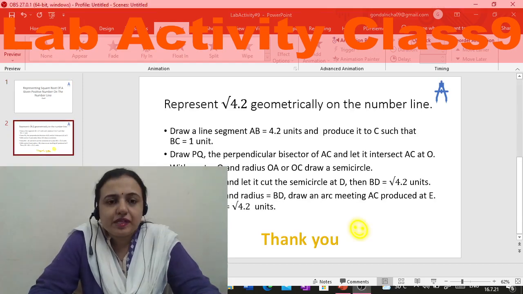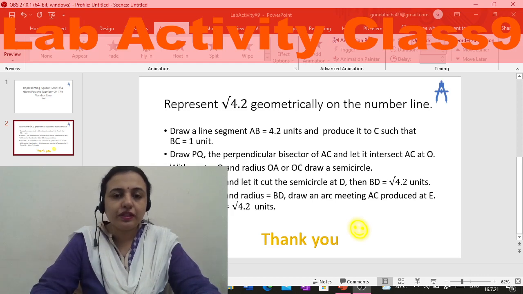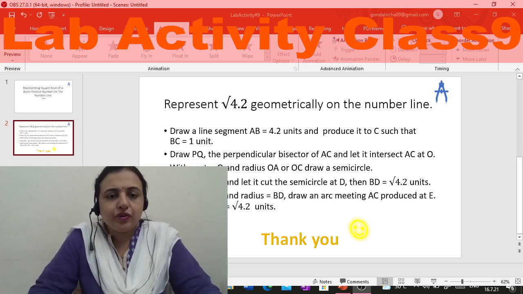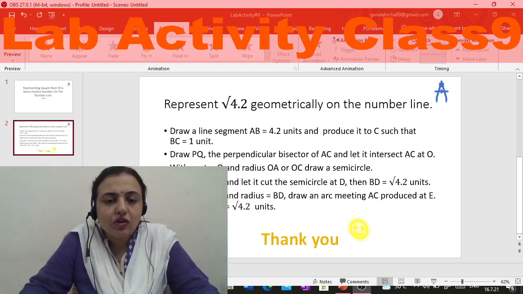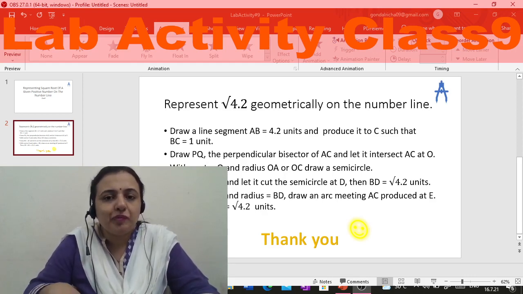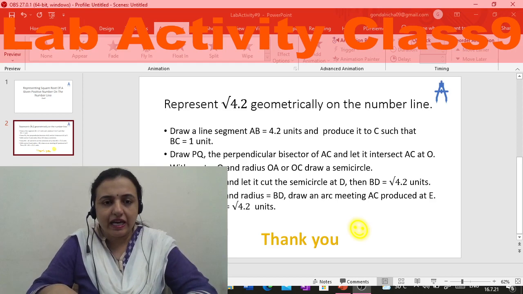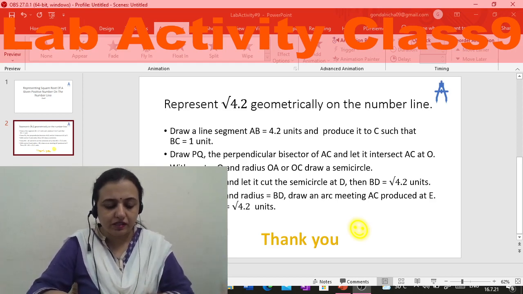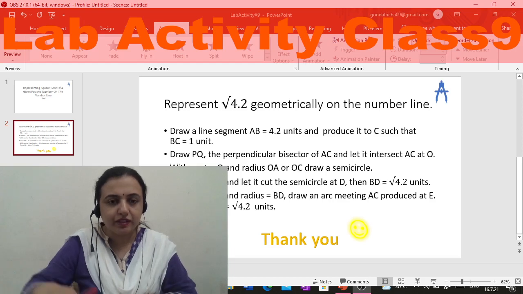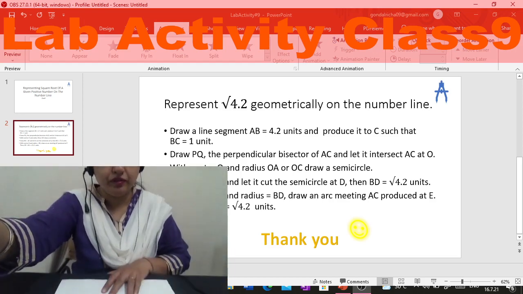We have to represent square root of 4.2 geometrically on the number line. So for this, first of all, we will draw a line segment of 4.2 units. And then we'll produce it to a point C such that BC is equal to 1 unit. So let's see how to do it. I'm going to show you here.